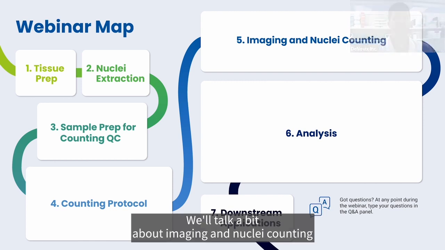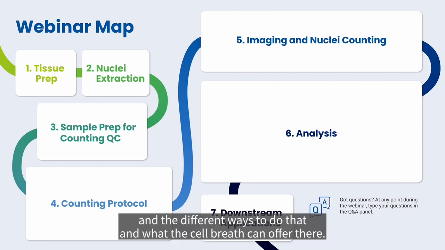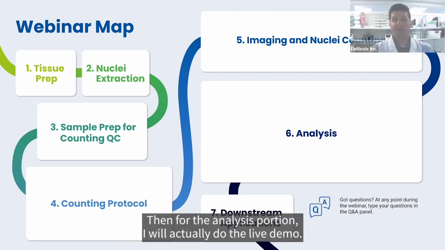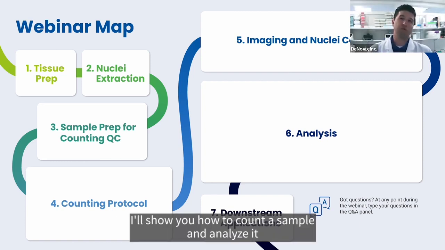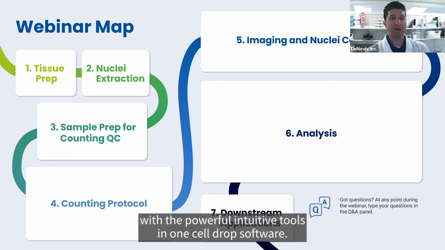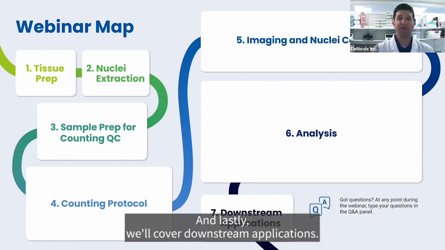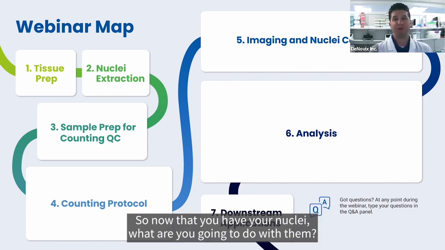We'll talk a bit about imaging and nuclei counting and the different ways to do that and what the Celldrop can offer there. Then for the analysis portion, I will actually do the live demo. I'll show you how to count a sample and analyze it with the powerful, intuitive tools in the Celldrop software. And lastly, we'll cover downstream applications. So now that you have your nuclei, what are you going to do with them?